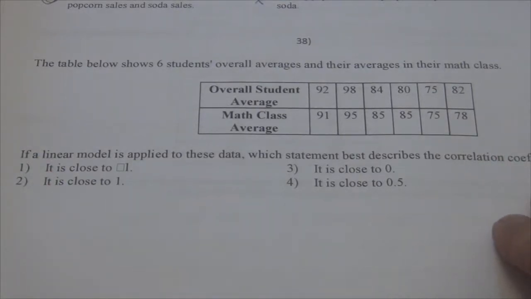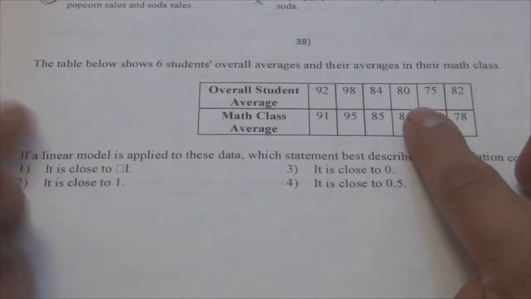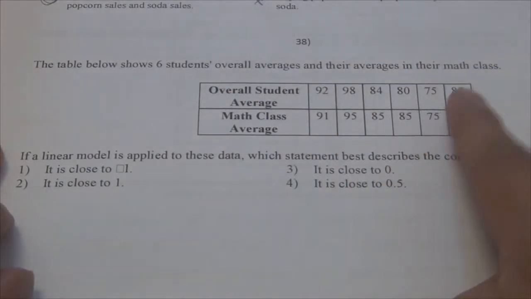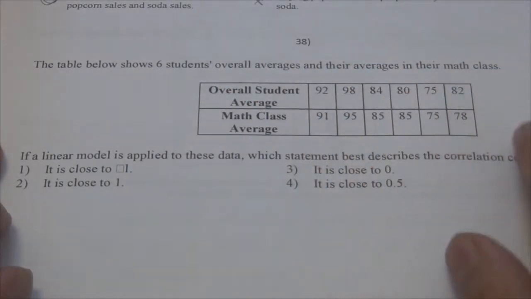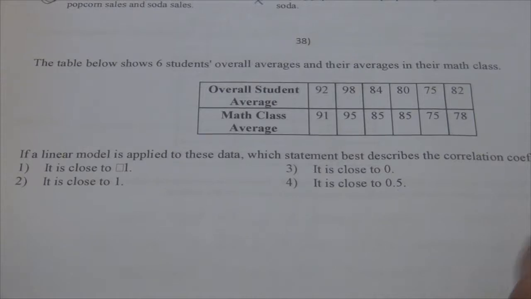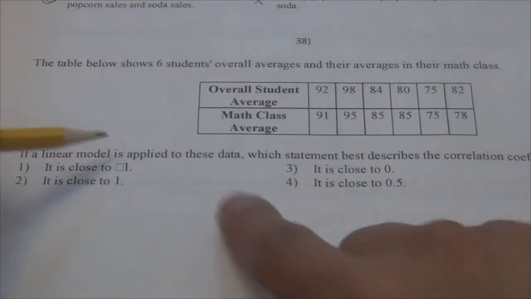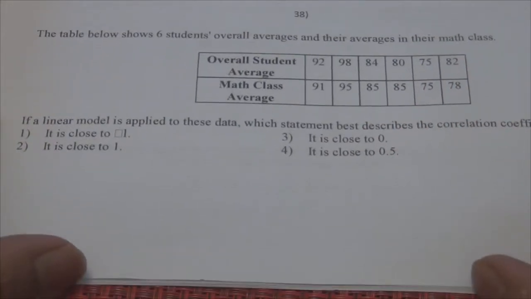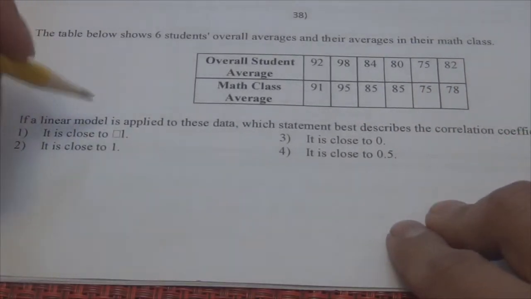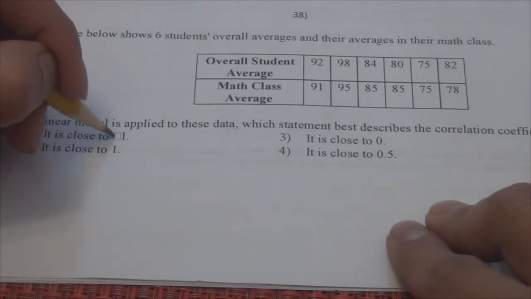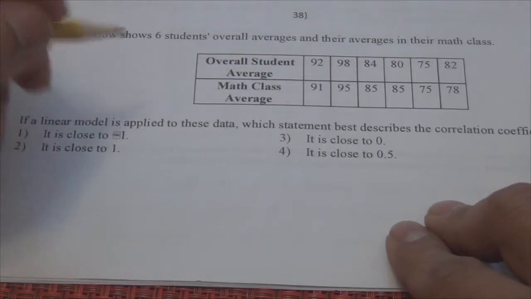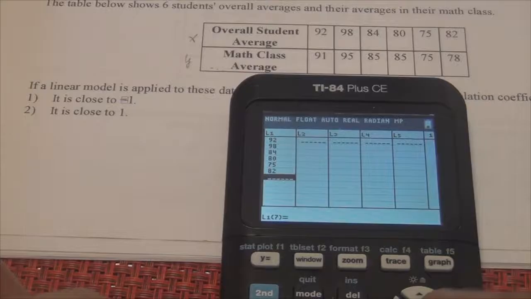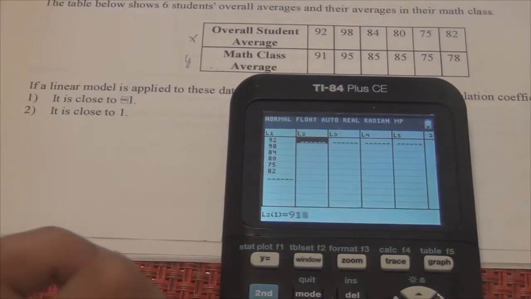All right. So this is the table. You read the question, right? The averages and their averages in the math class. If a linear model is applied to the data, which statement best describes the correlation coefficient? Sure. First of all, let me explain to you. This little box right here, when I was trying to edit it, all the negatives became a box. So this is a negative. Now the other one, 91.